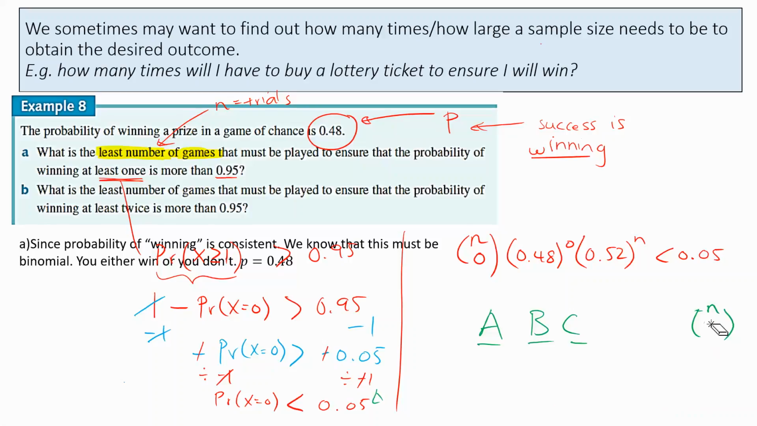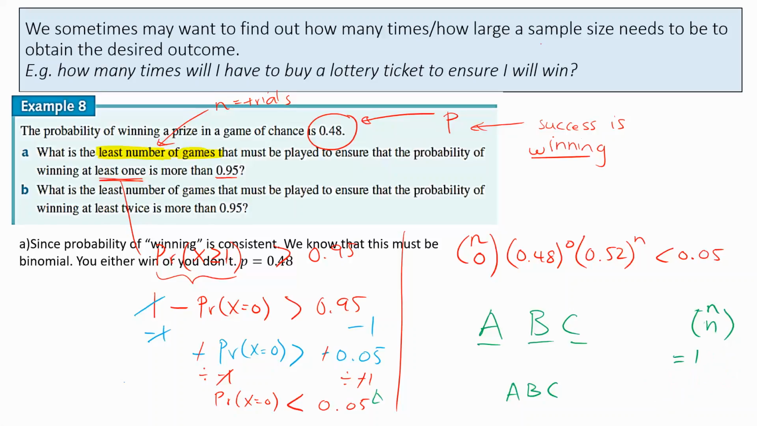What if you had nCn? Logically, if there are 3 options and you had to choose 3, how many different ways can you choose 3? Well, if you have A, B, C, and I had to choose 3, there's only one way. I can only choose A, B, and C. There's nothing else. That's the only way I can choose. So nCn is also 1.